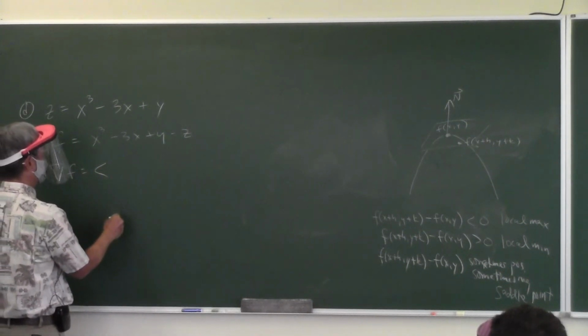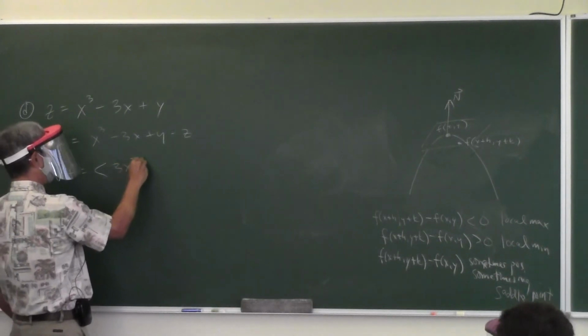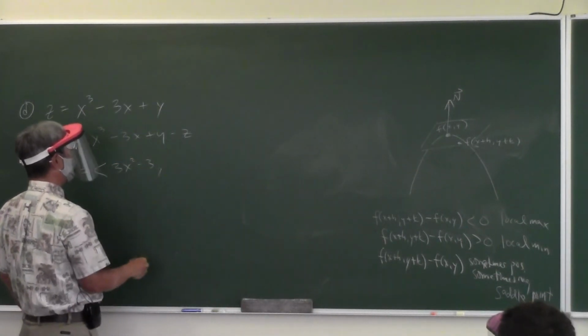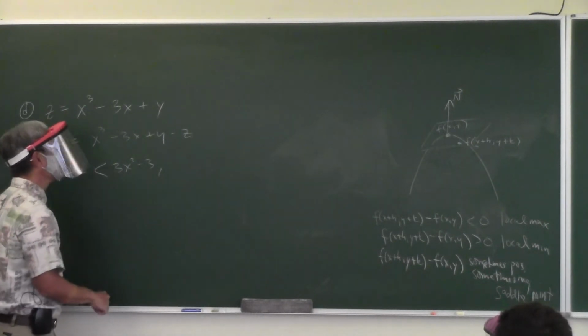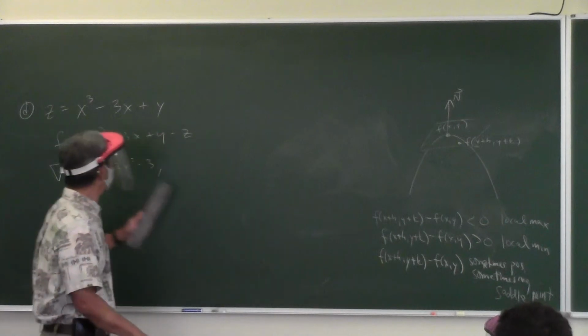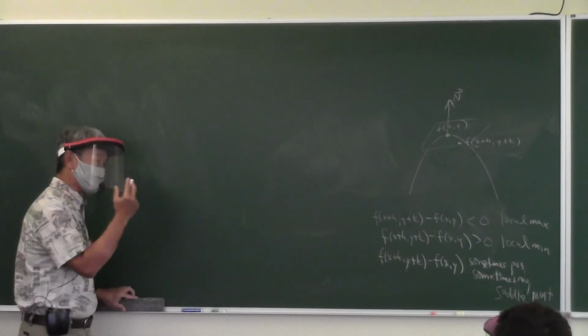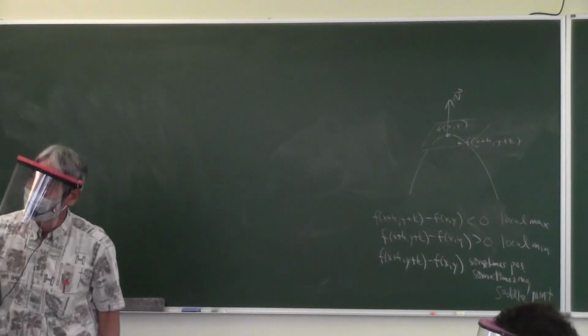X component, partial with respect to x: 3x squared minus 3. Partial with respect to y: 1. Okay, this problem is really weak. You know what, I don't want to do it. No, it's too easy. I want to do something that's going to come out to something where you've got to think, that's why. Okay, E.